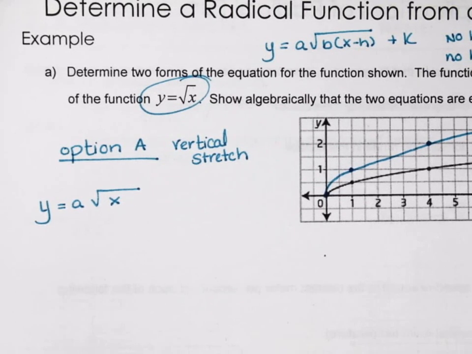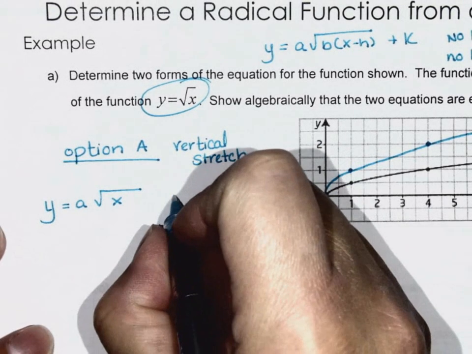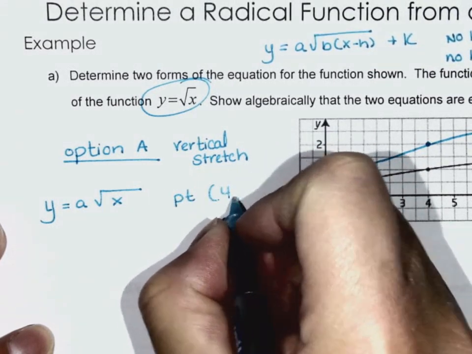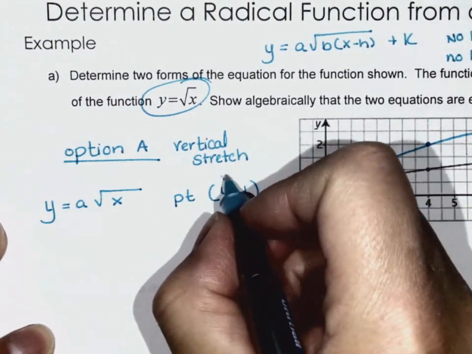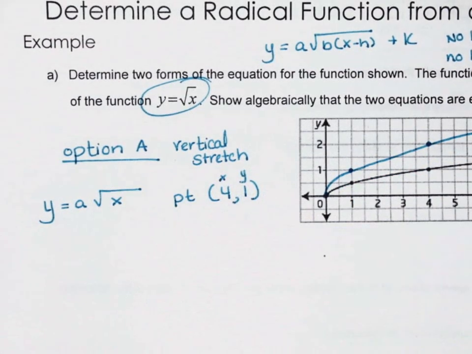And we know that a deals with the vertical stretch. So how am I going to deal with this? You fill in your x and y values and then you solve for the a. So you're going to pick any point on the transformed graph. What point are you going to pick? (1, 1) is not on the transformed graph. How about we pick (4, 1)? That would be our x, that would be our y, and we substitute that value in.